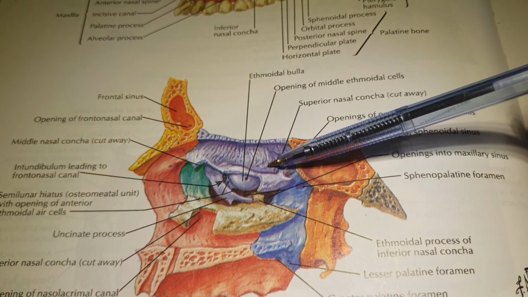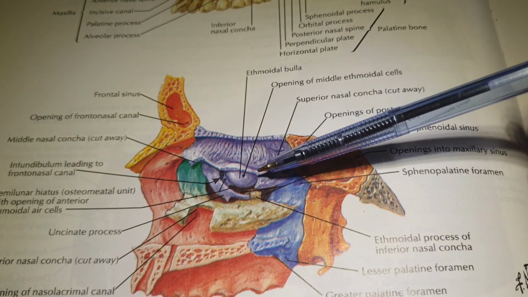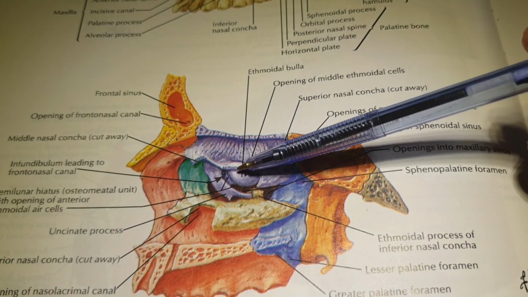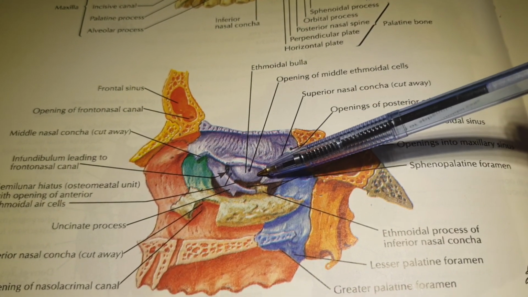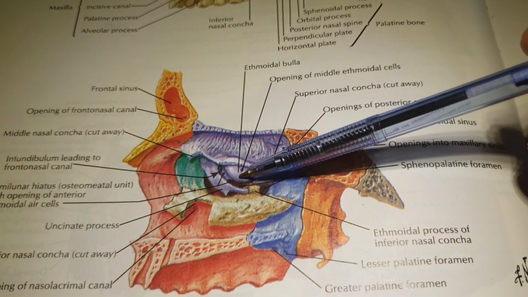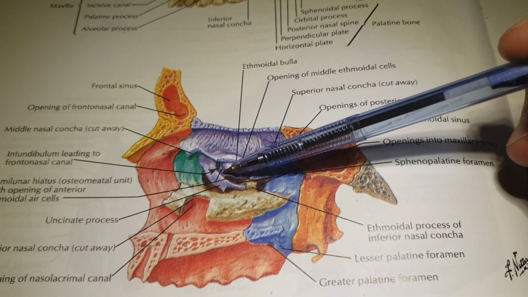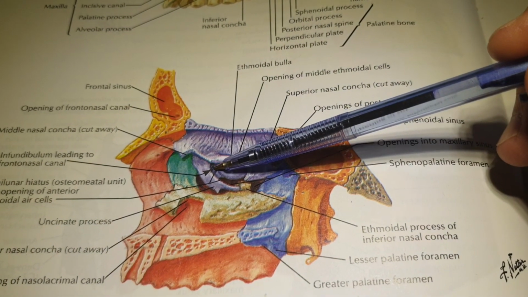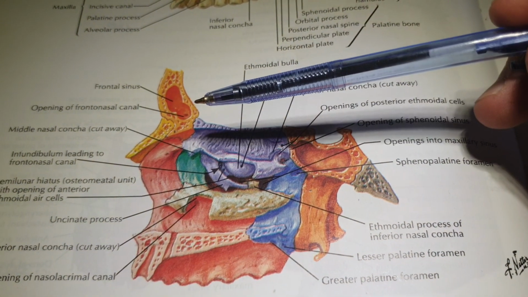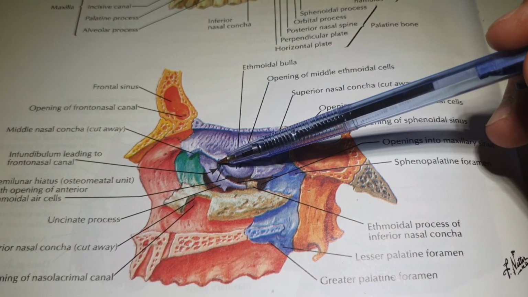Again we are looking at the diagram of the lateral wall of the nose, in which the middle concha has been removed and you can see the ethmoidal bulla deep to it. And just below the ethmoidal bulla you can see this groove which is called the hiatus semilunaris, which leads into the infundibulum, into which the frontonasal canal of the frontal sinus opens.